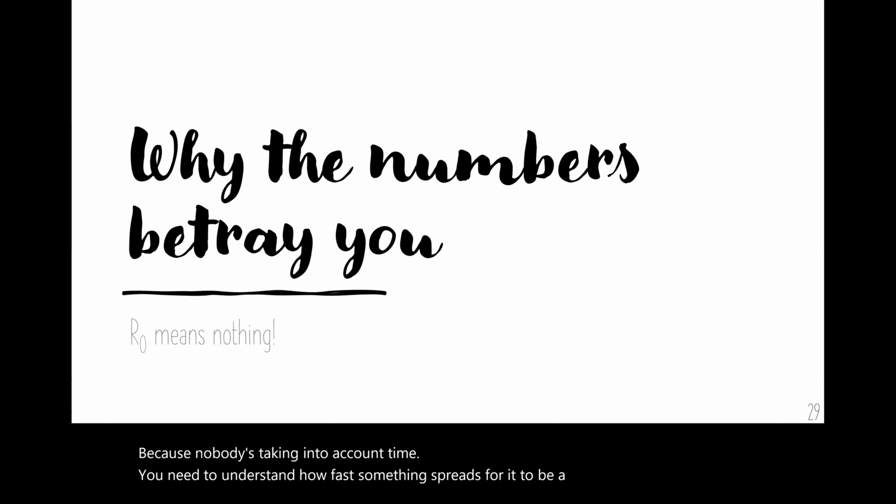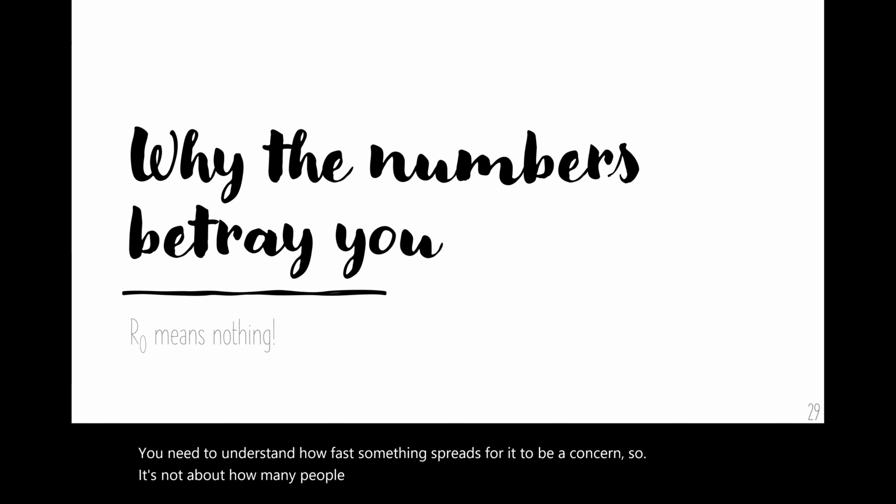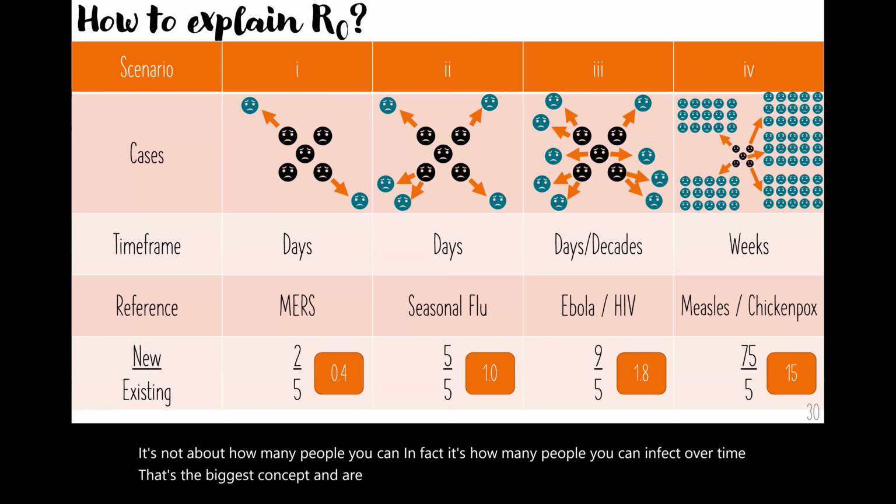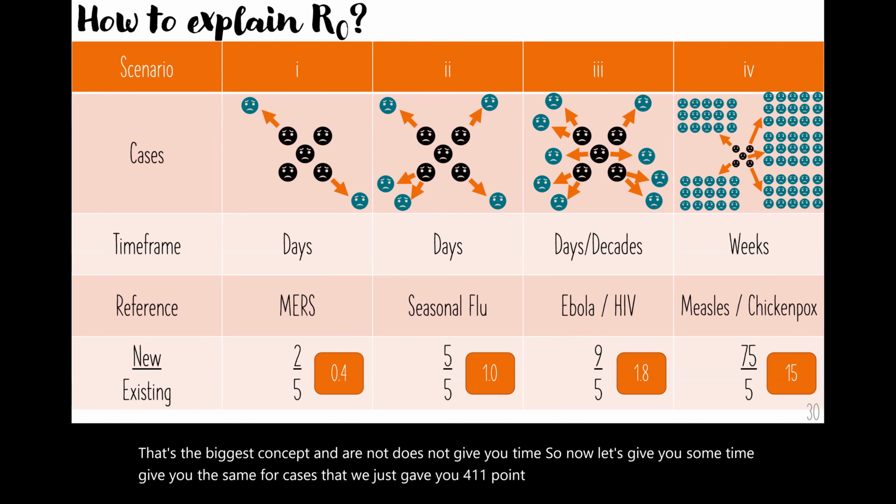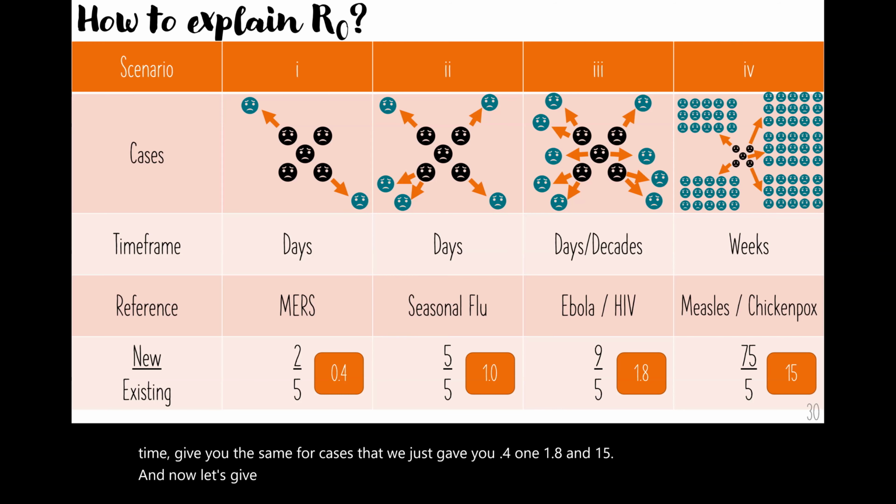So it's not about how many people you can infect, it's how many people you can infect over time. That's the biggest concept, and R naught does not give you time. So now let's give you some time, okay? Give you the same 4 cases that we just gave you, 0.4, 1, 1.8, and 15. And now let's give you actual information.